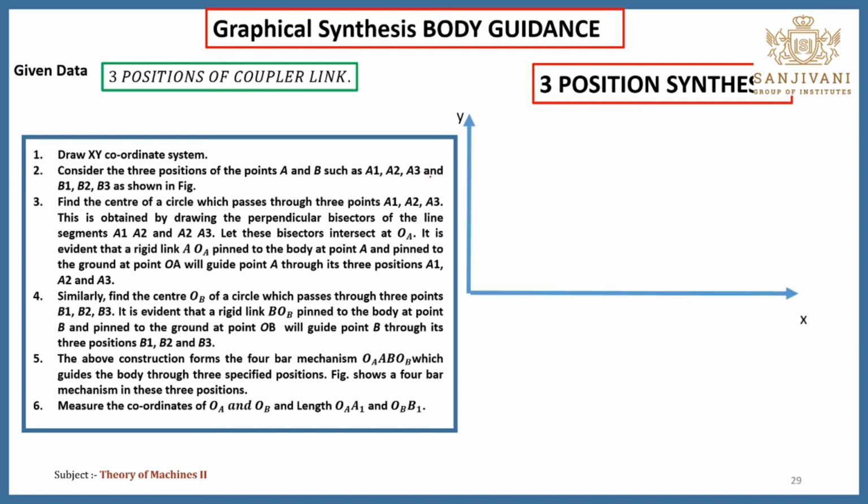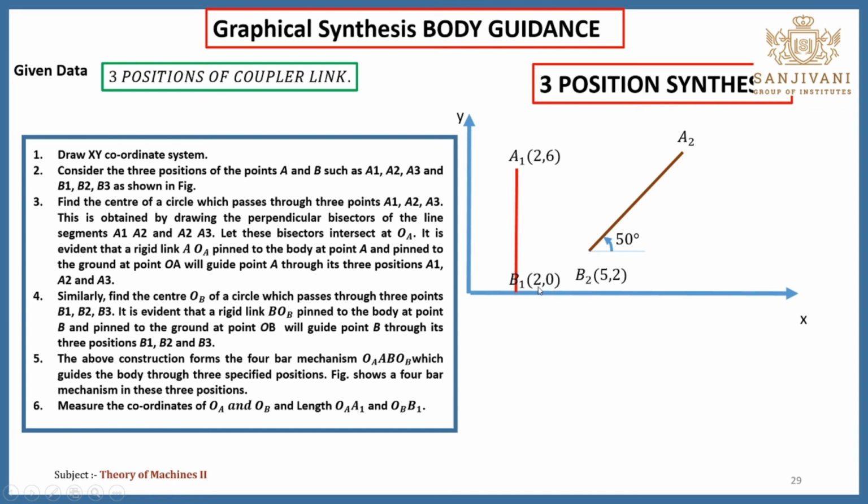Now first of all you need to draw one coordinate system. In that coordinate system, this is the first position of that coupler link. A1 is (2, 6), B1 is (2, 0). That means the length of this vertical link is 6. Next, the second position. In the second position, the location of B2 is given as (5, 2).